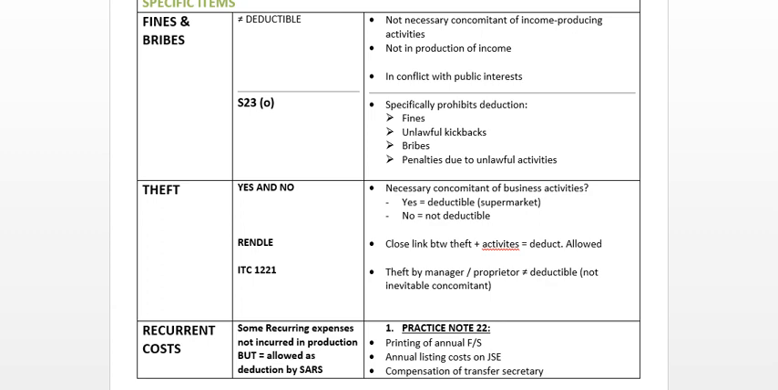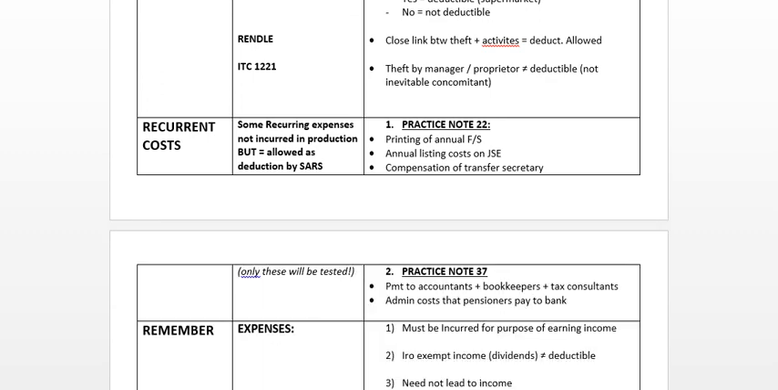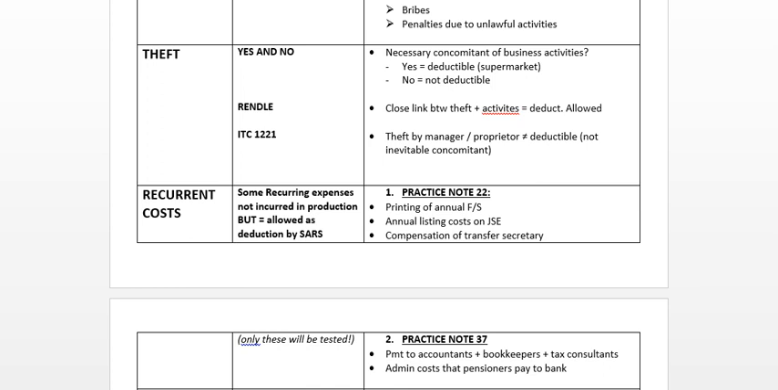Theft by a manager or proprietor is not deductible, not an inevitable concomitant. So that's an important thing. If the managers went and stole some items, then it's not an allowable deduction.